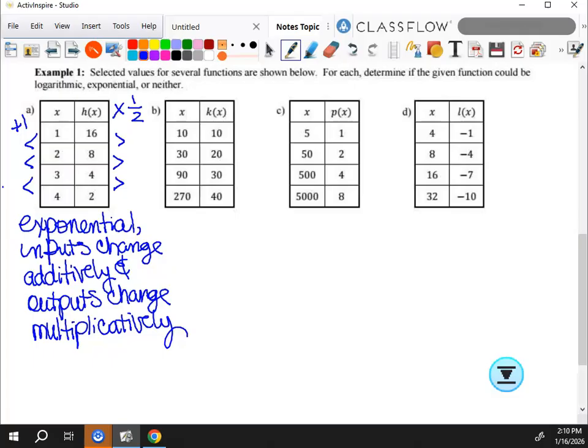Yes? Okay. So when I call on somebody for B, I challenge you to give me an explanation, but say it differently than what she said. Don't use the words additively and multiplicatively. Try to use some other words, and let's see what happens here. All right, so my next volunteer will be Kayla. Kayla, what did your team think about this one?